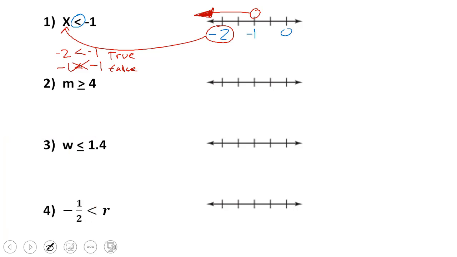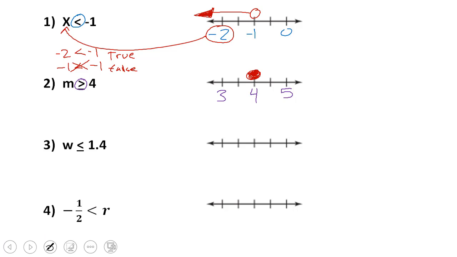M is greater than or equal to 4. Once again, in the middle, I put my target number 4. A number that's greater than 4 is 5. A number that's less than 4 is 3. I just use the ones that are to the right and to the left on the number line, just because you can use any number you really want to. And then I see the inequality symbol is greater than or equal to. It's got that line under it, which means, what does that mean? That's right. We are going to use a closed circle, telling us that 4 is part of the solution set.